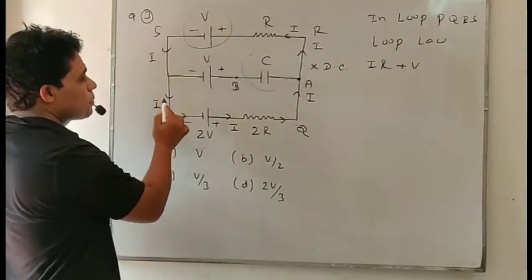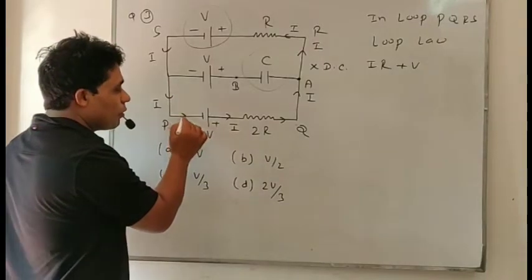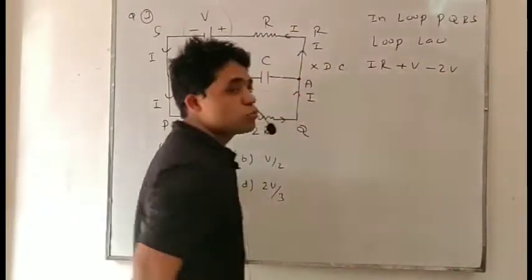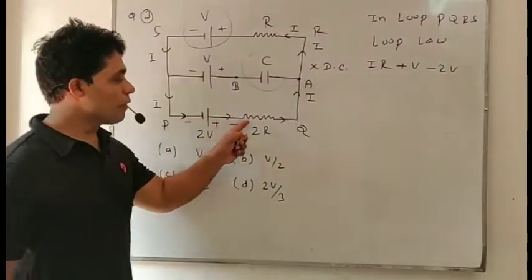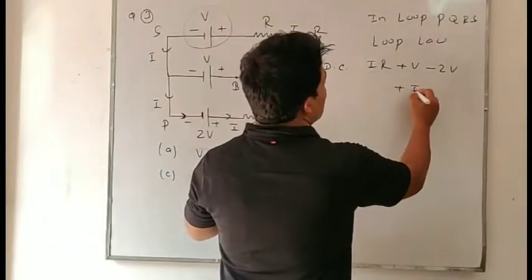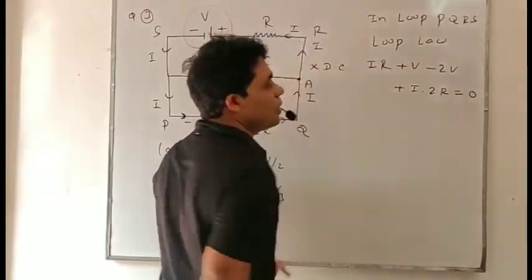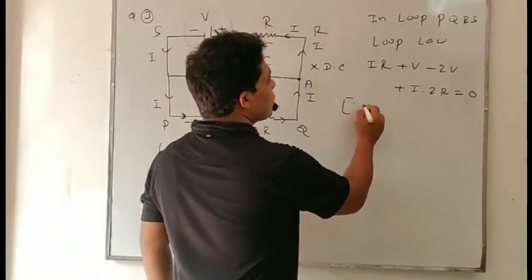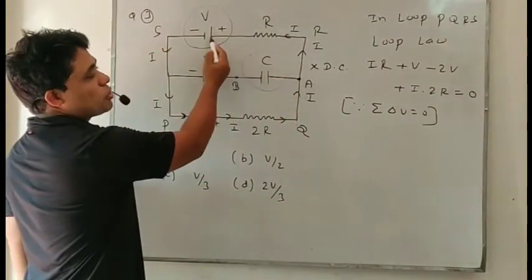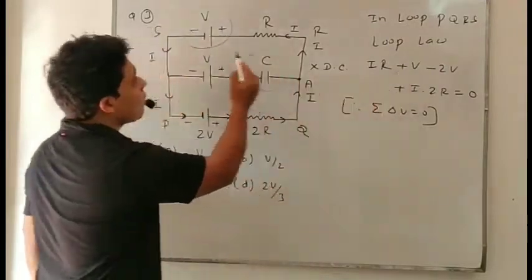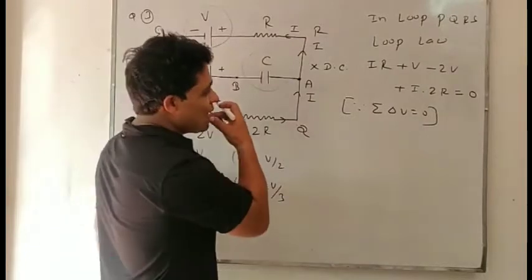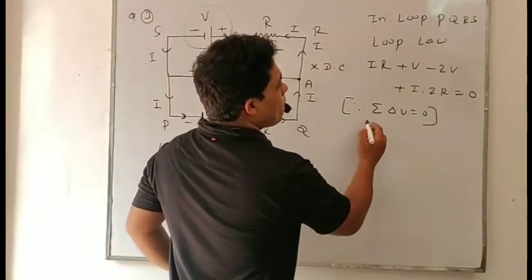We'll move in the downward direction. Look here, we are reaching the negative terminal first, so that's why we write minus 2 volt. Okay, and finally current I and resistance 2R, so I into 2R, current into resistance, and the potential difference should be 0. This is the loop law, that sigma delta V will be 0. When we come to the positive terminal first, we have to write plus, and when we come to the negative terminal first, we use the minus sign. That is important.